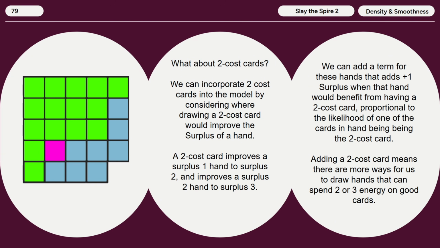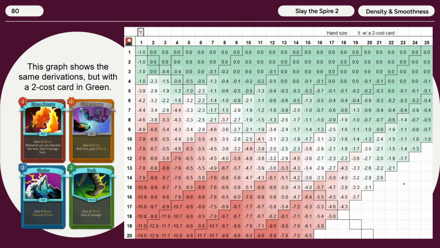So the way that integrates through the rest of it is it's proportional to the likelihood of one of the cards in the hand being a 2-cost card. Adding a 2-cost card means that there are more ways for us to draw hands that spend 2 or 3 energy on good cards, even for the same number of cards. And here's that graph. So this graph shows the same derivations, but with a 2-cost card in the green cards.